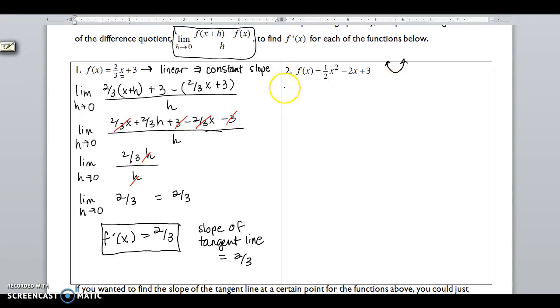Let's go ahead and set this up. Try to write small in this first part. We're not going to have a lot of space to do this one. Limit as h approaches 0, 1/2 x plus h squared minus 2 x plus h plus 3. Again, wherever there's an x, you just replace it with x plus h. And then we're going to subtract all of f of x. Don't forget your parentheses. And then all over h.